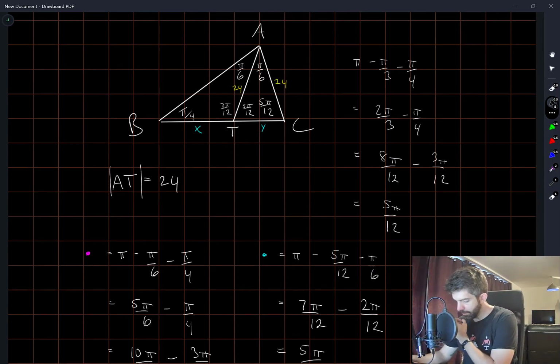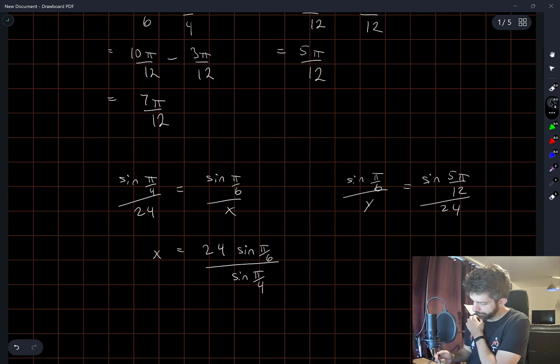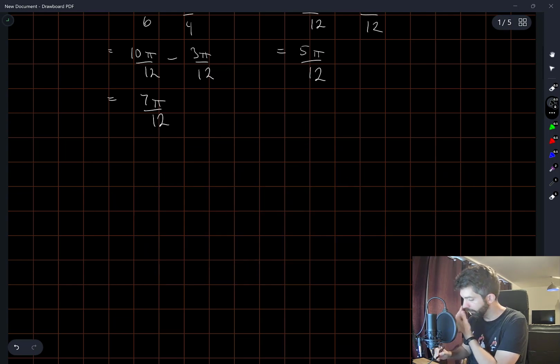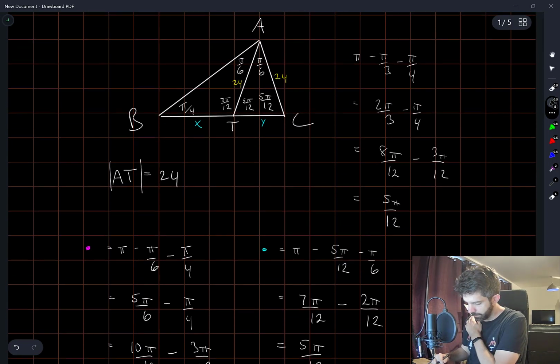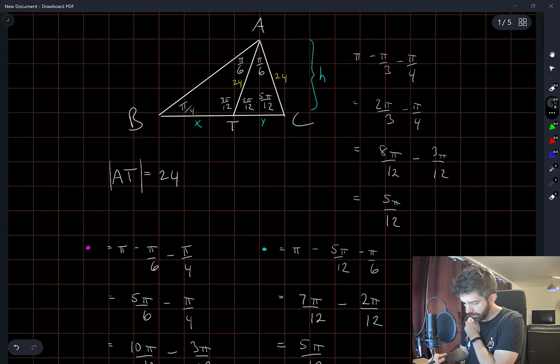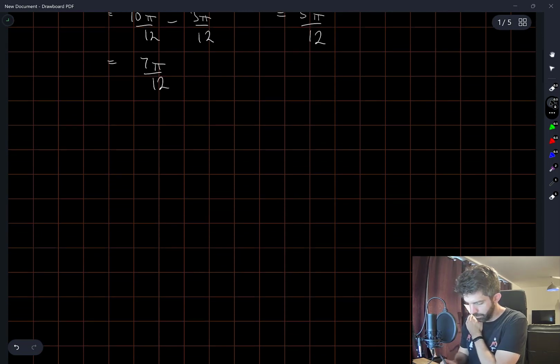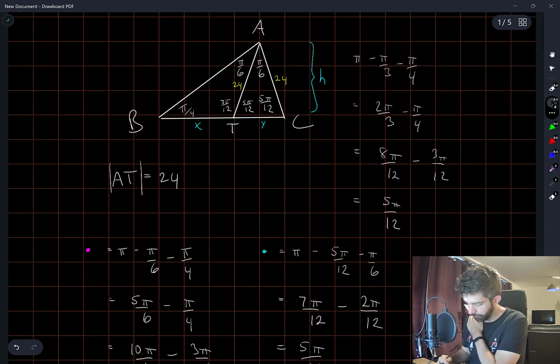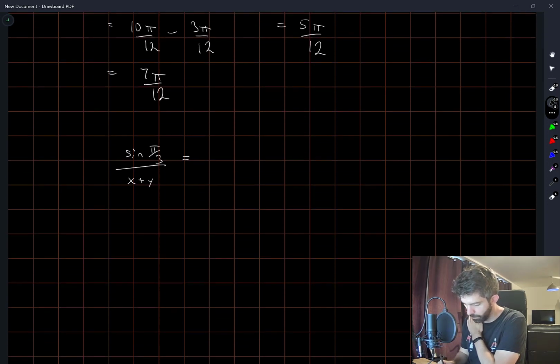I don't need x and y individually. I need x plus y. I'm going to do this differently. Okay, I want x plus y and I want the height. The height I'll call h. We'll solve for that some other way later. So sine of pi over 3 divided by x plus y is equal to sine of pi over 4 divided by 24.